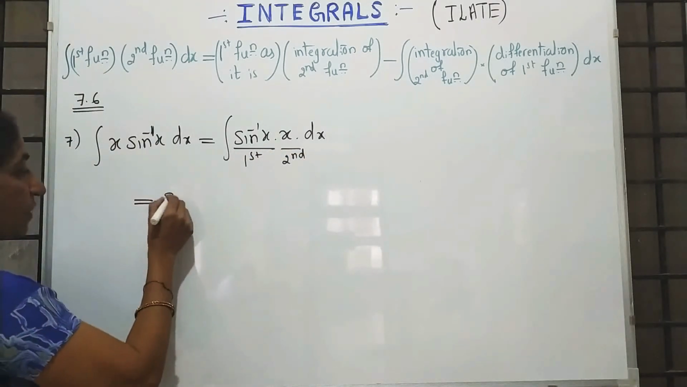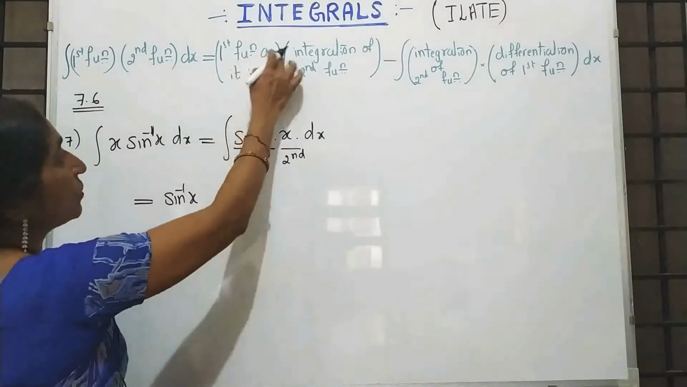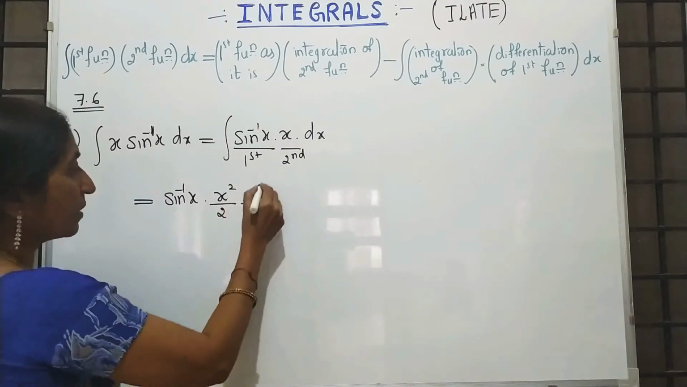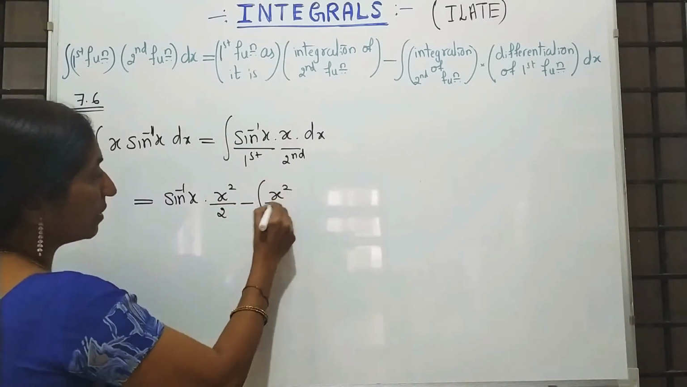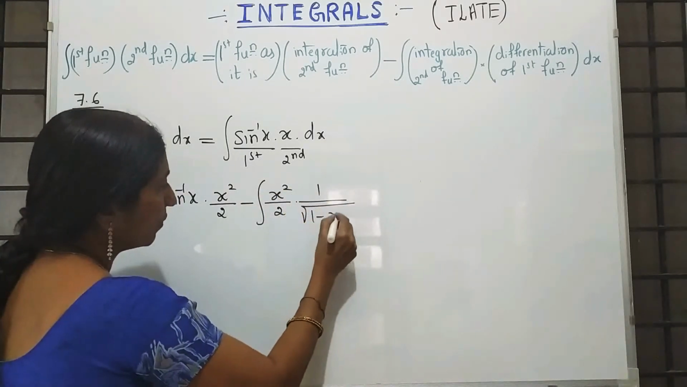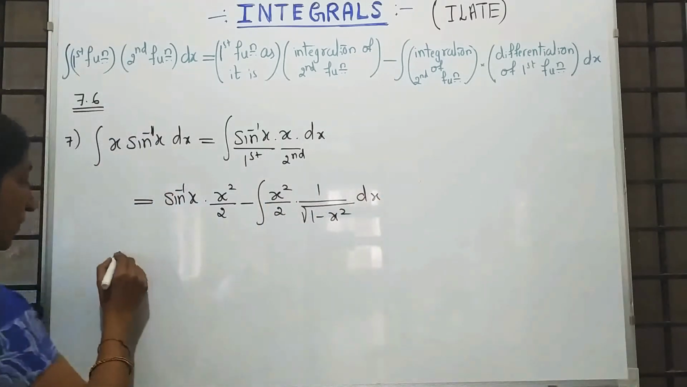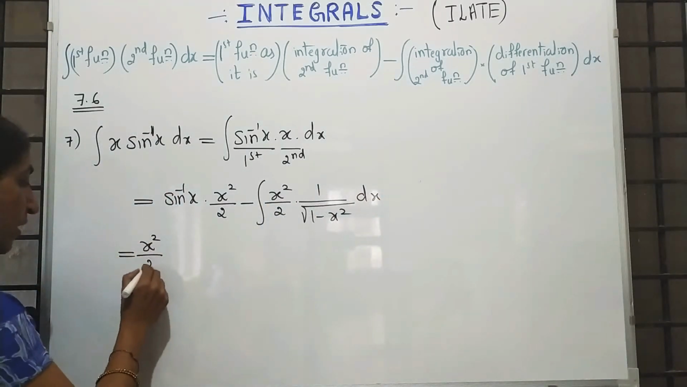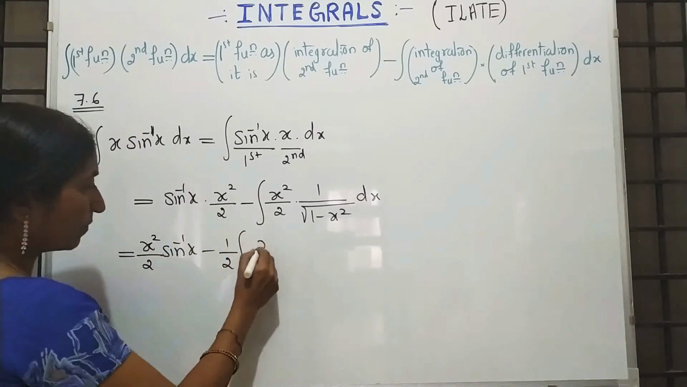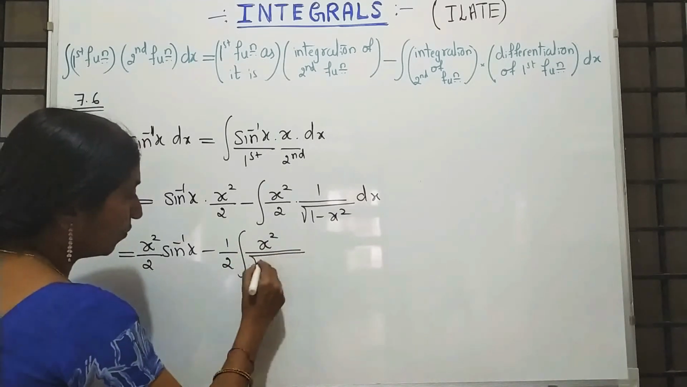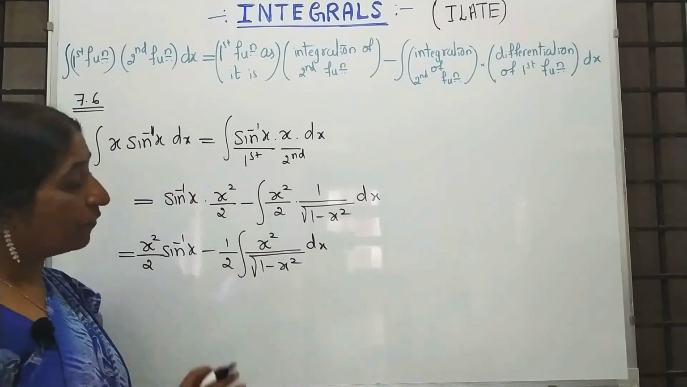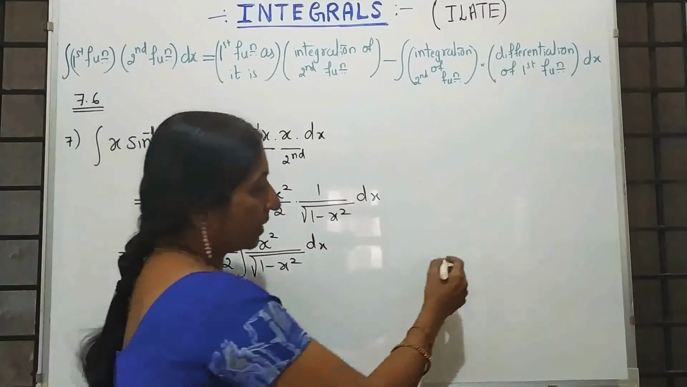So keep the first function as it is. Integration of the second function, that is x square by 2, minus integration sign, this is x square by 2. Differentiation of sine inverse x is 1 upon root of 1 minus x square. When you rearrange, it is x square by 2 sine inverse x minus 1 by 2, this is x square upon root of 1 minus x square. It is not u into v, but they are in the form of a fraction. So direct integration is not possible.